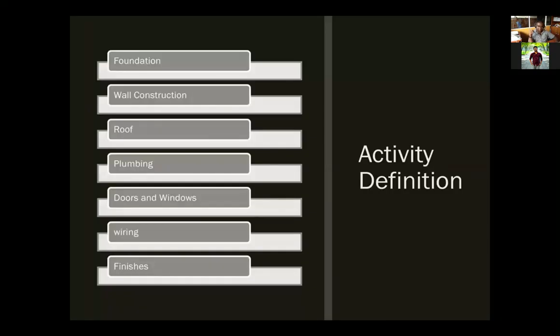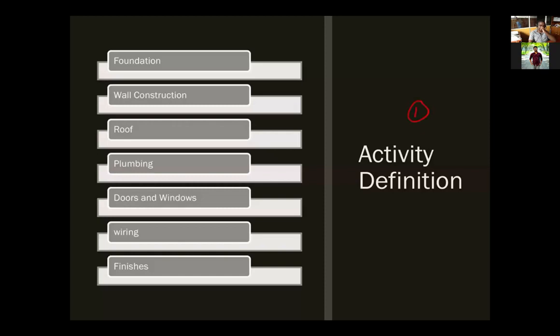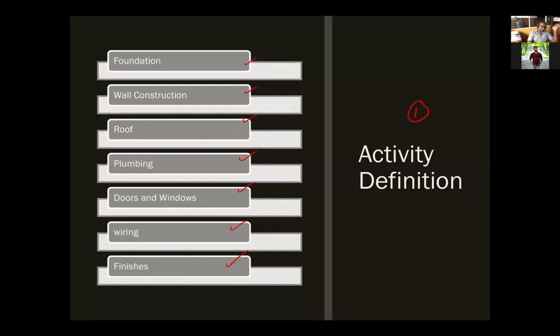So we will go into detail. There are 4 steps. Remember, this is the first step. So we understand the activities. Foundation, wall, roof, plumbing, doors and windows, wiring, finishes. Those are the activities that you have identified. The same stuff that you have told earlier.